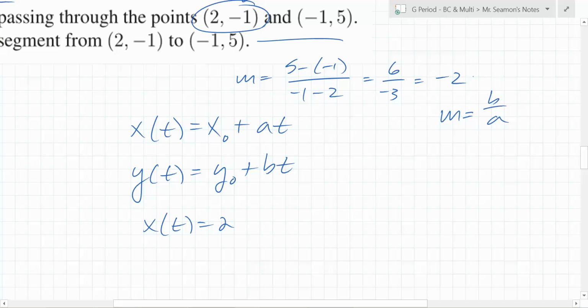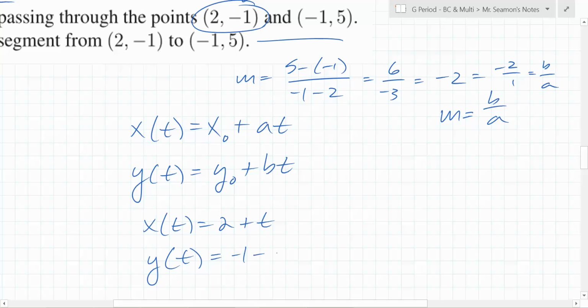Careful. This is -2 over 1, right? Oh. So what's b going to be? What should b be? -2. So that's b and that's a. So what's a going to be in this case? 1. So 2 plus t. And y of t is going to be what?